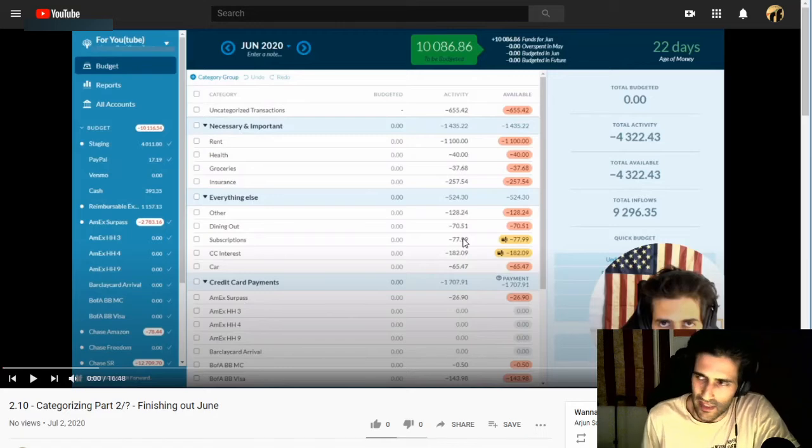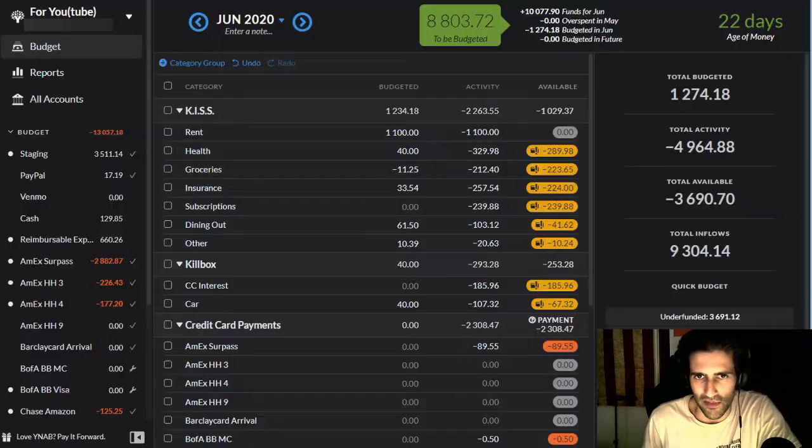There was an expense in subscriptions, which was cell phone service, which got me thinking it should be a necessary or important category, because I find it necessary to have a cell phone subscription, and it's kind of important that I do have that. So I thought, well, it doesn't really make sense that it's in everything else. So in terms of further simplifying and being more accurate, I decided to change up the categories a little bit.